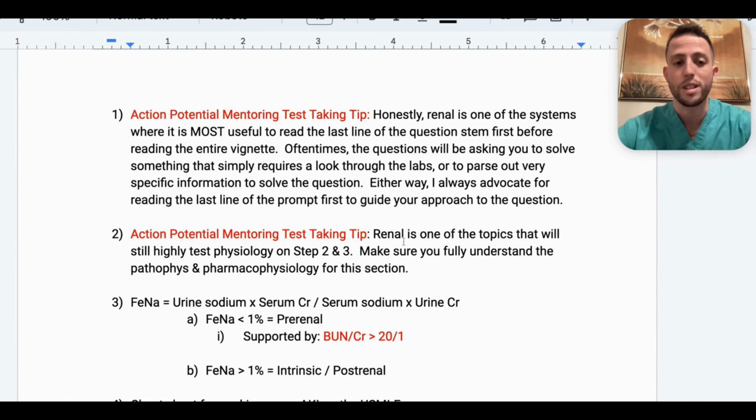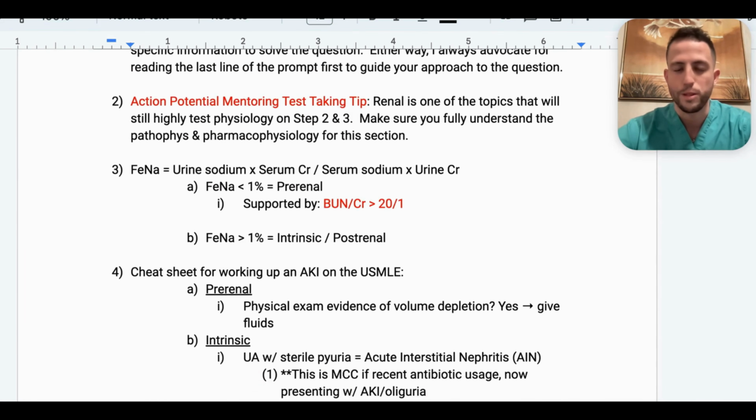Renal is one of the topics that will still highly test your pathophysiology on Step 2 and Step 3. You have to know some of those nitty-gritty details in order to get these questions correct. So make sure you fully understand the pathophys and pharmacophysiology for this section. All right, let's start off with FENA.